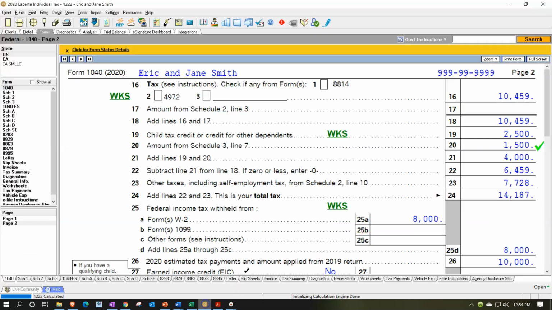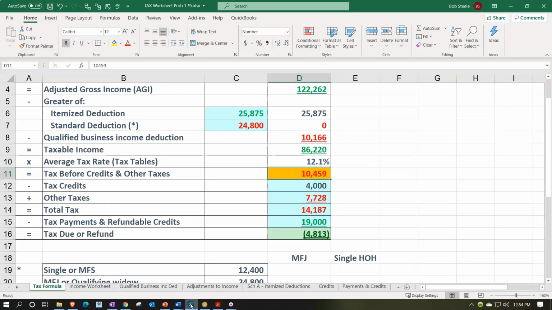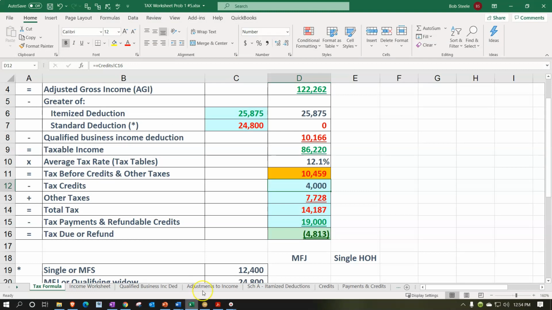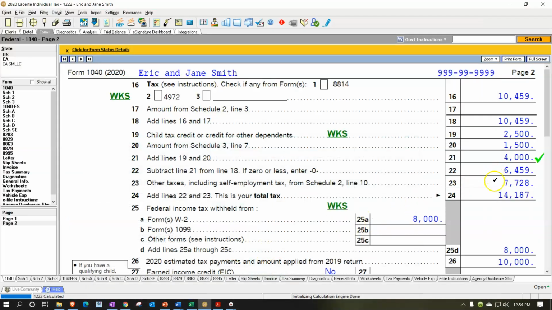So 10,459. And then we had our above the line or our non-refundable credits at the 2,005 plus the 1,005 for the total of the 4,000. That of course ties out to our 4,000 here. That had changed. It went up by that 1,500. And then we had the self-employment tax at the 7,728. So if we go back on over, we have the 7,728, which is the added tax for the self-employment tax. That didn't change with this new item that we did here.